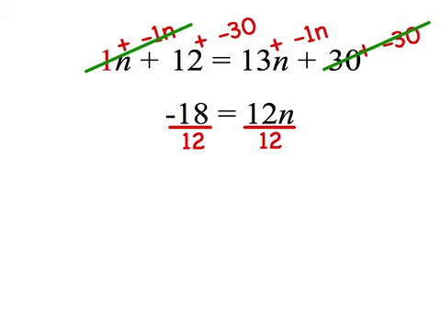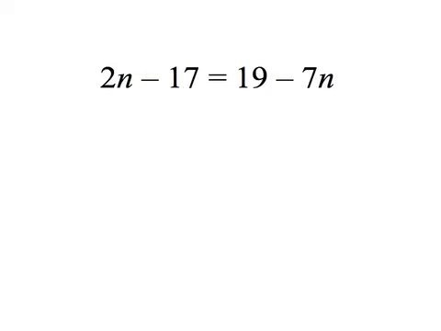I divide both sides by 12, and I get that the final answer is negative 1.5, which of course could also be written as negative 3/2.